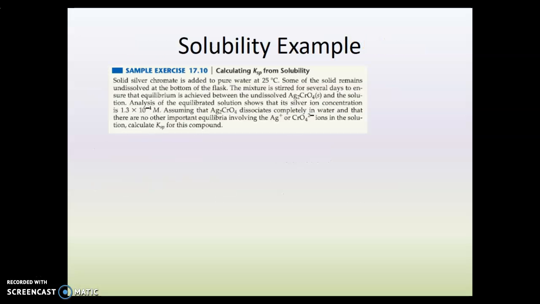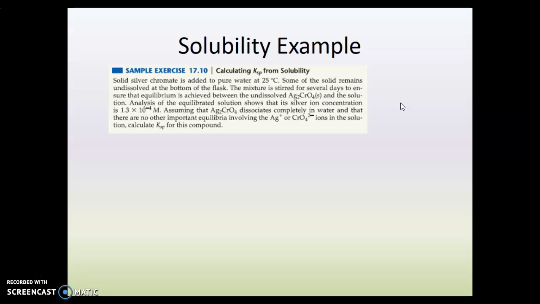So here's an example. How would you calculate the solubility product from the solubility? Say you're given a situation where silver chromate is added to pure water, and then you find that the concentration of silver ion in the solution is 1.3 times 10 to the minus fourth molarity. I love how in this example they say the mixture is stirred for several days. Like, that's actually going to be a thing, but whatever, that's fine.